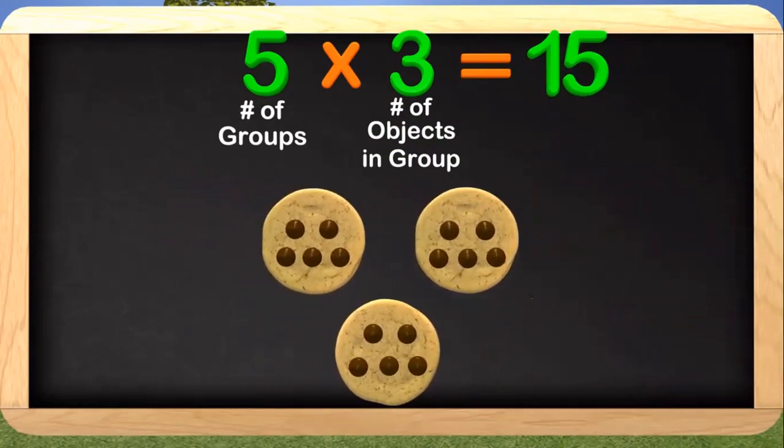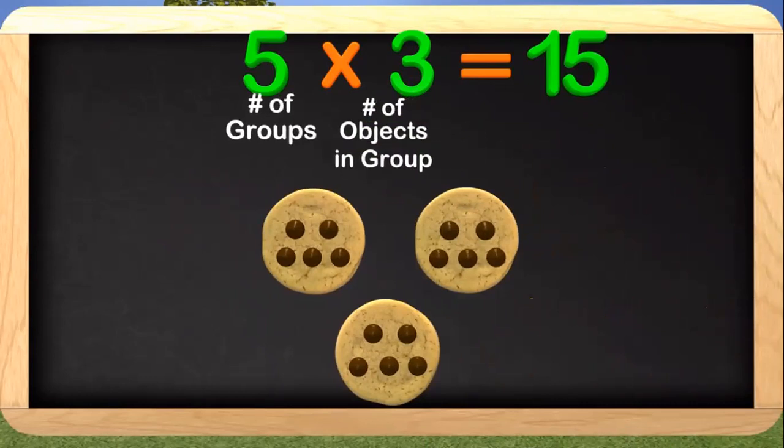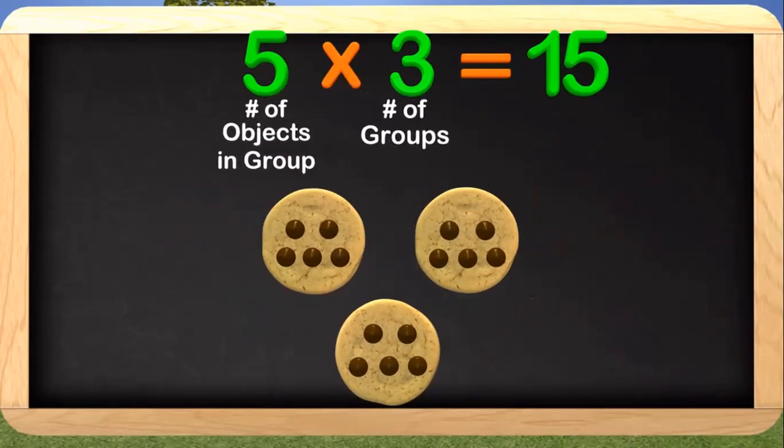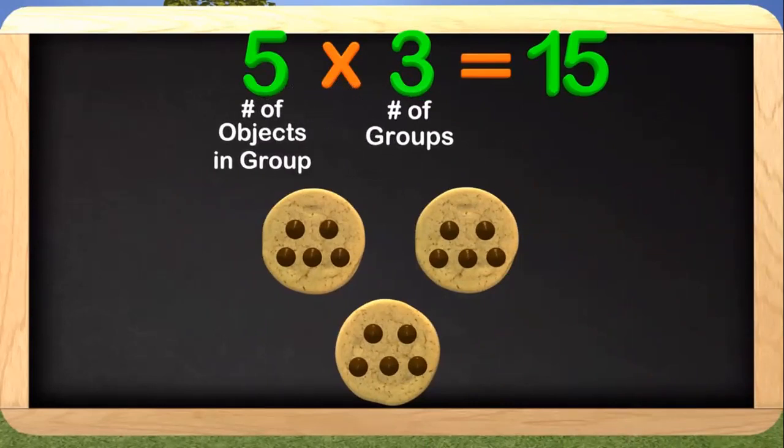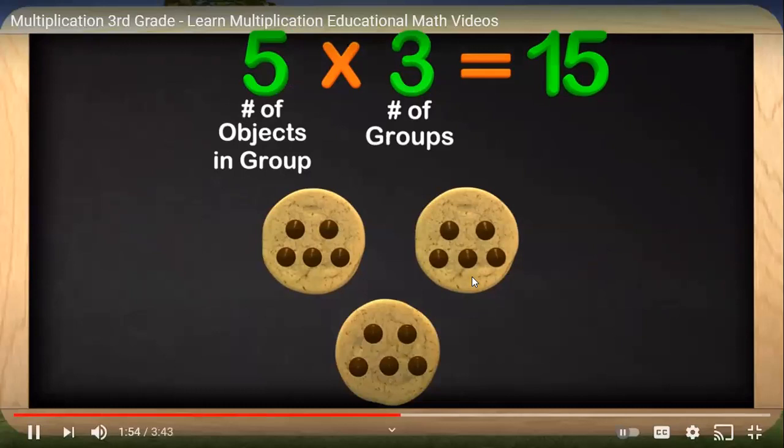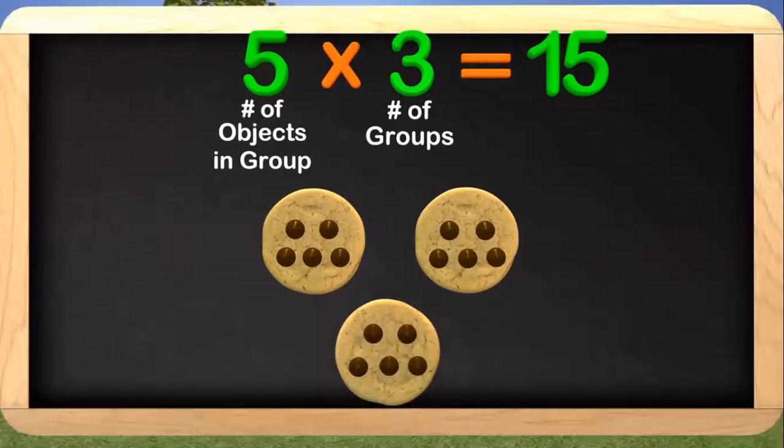Here we have 3 cookies, and on each cookie there are 5 chocolate chips. What we just did was switch the number of groups and number of objects. The 3 is now the number of groups, and the 5 is now the number of objects in each group. If we count the chocolate chips, do we still get 15? Well, let's do that, but let's do it by skip counting by 5s. We start counting with this cookie. 5, 10, 15. Great job! We still get the same answer if we switch it around.